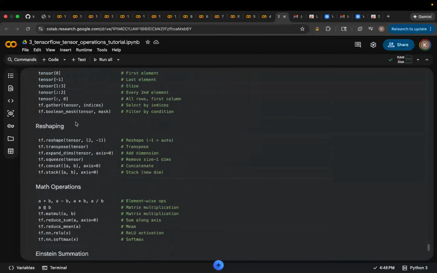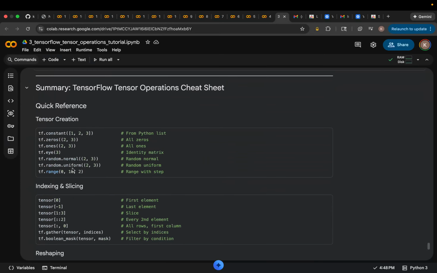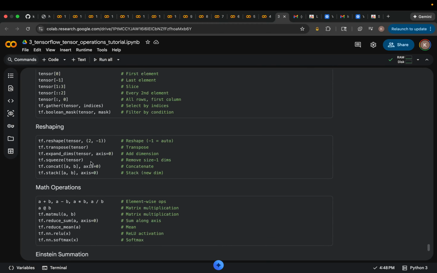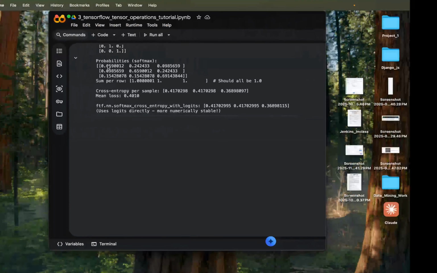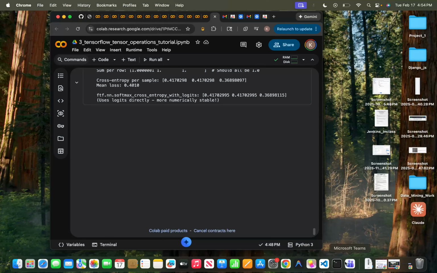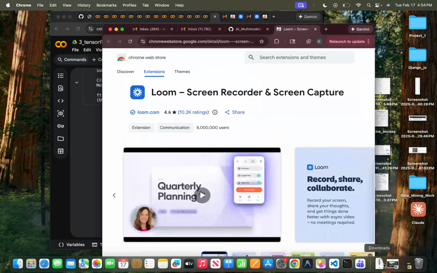And here are some practical exercises, and here is a summary short cheat sheet. These are the functions that you can use for NumPy and PyTorch. So yeah, that's about it.